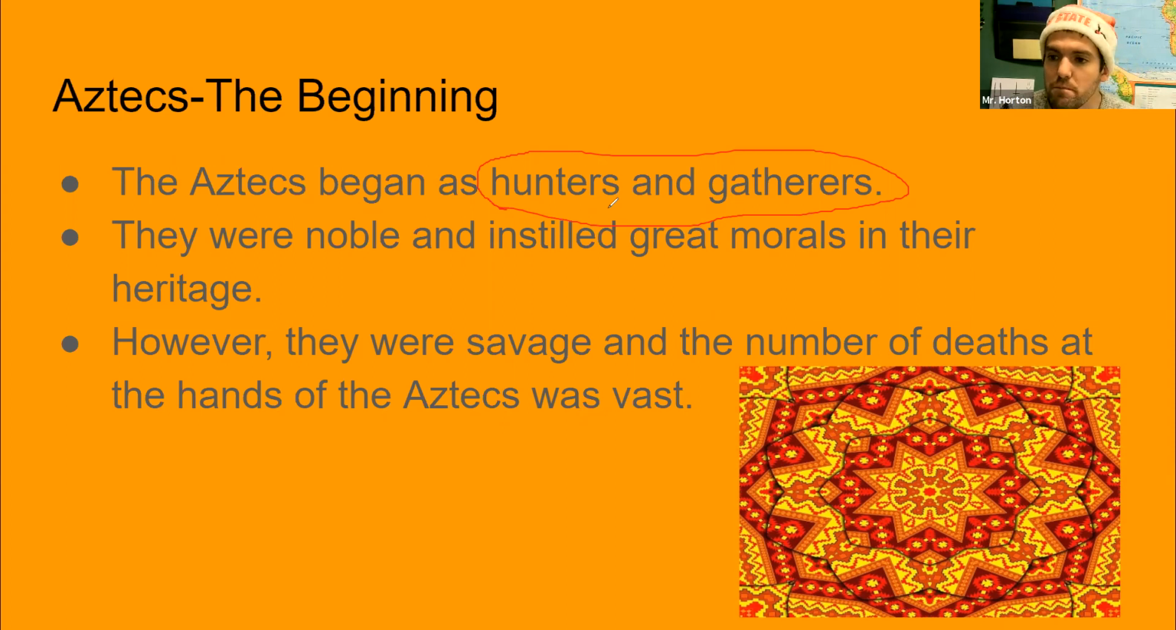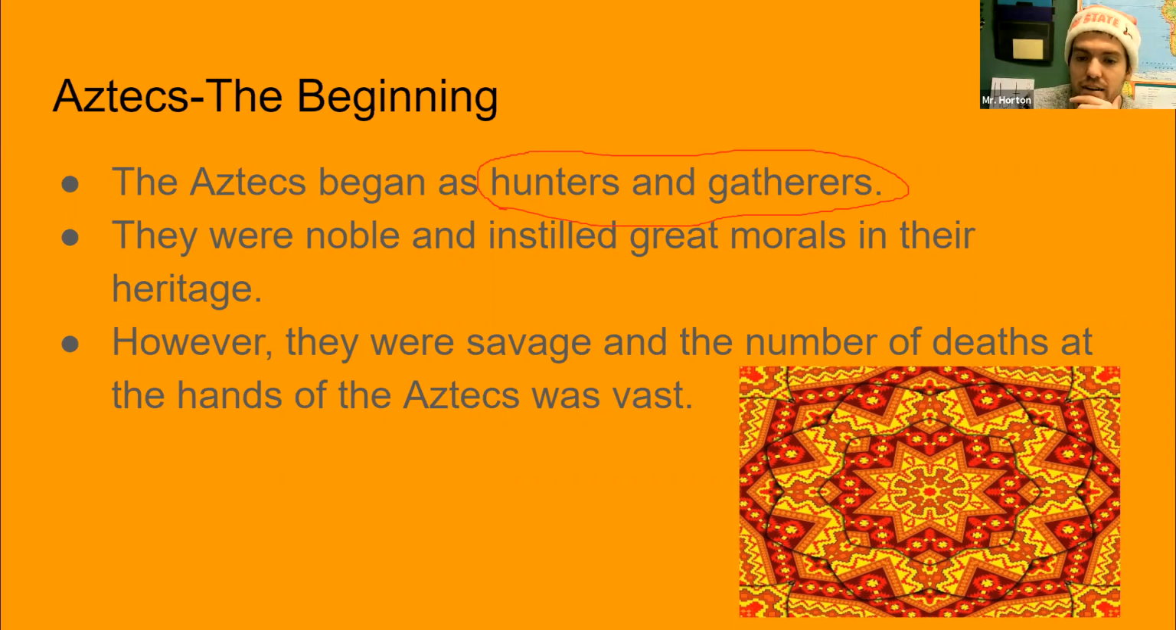They didn't know certain ways to hunt some different animals, but their main way that they were known as first was hunters and gatherers. So that was their first settling point. And these Aztecs, they were very noble, so they're very wise, and they instilled these great morals into their heritage that they would teach their younger generation.